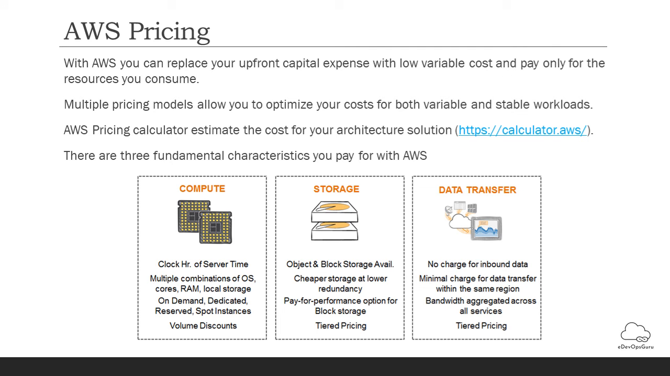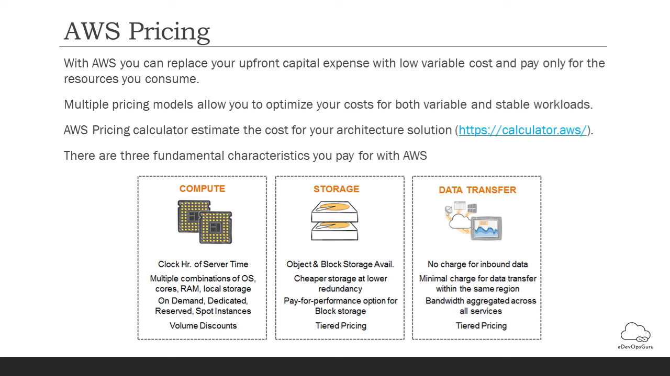Here we will discuss AWS pricing. As we have already seen, AWS has a low variable cost, where you only pay for the resources you consume. There are multiple pricing models for different services, but here we will discuss the basic core components, or core fundamental characteristics, which AWS internally uses to calculate the price.